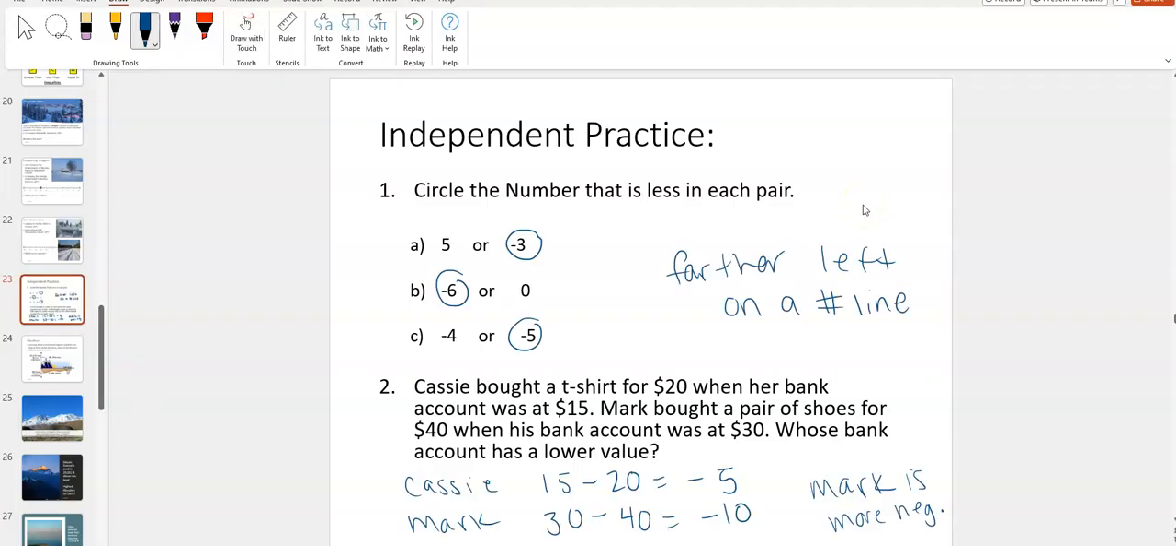All right, so here are our answers. So -3, -6, and -5 are all smaller numbers than their counterparts, and that's because they are farther left on a number line.